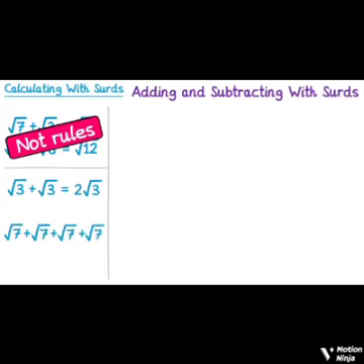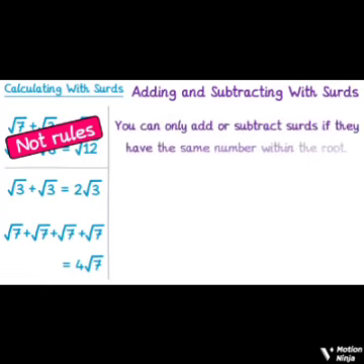You can also do square root 7 plus square root 7 plus square root 7 plus square root 7, and since there are 4 of them, this is the same as 4 root 7. This only works since the number inside the surd is the same. So you can only add and subtract surds together if they have the same number within the root. We can extend this idea to look at questions like this.